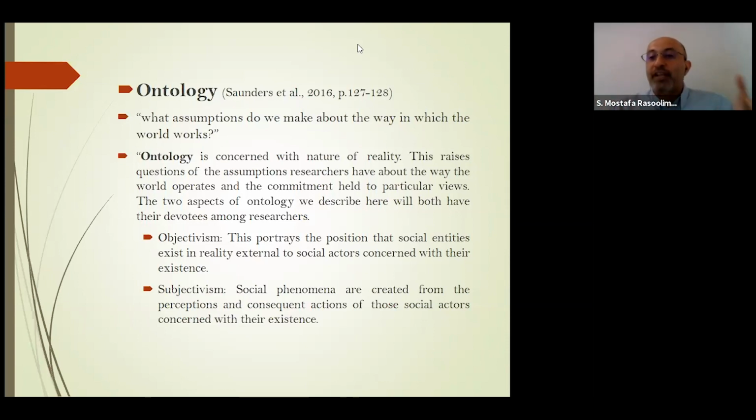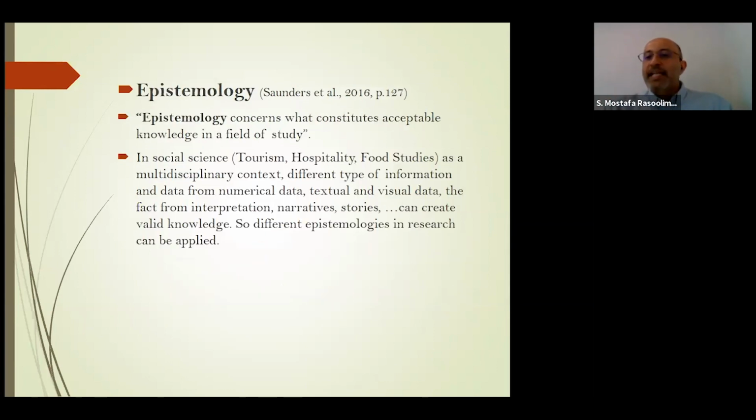What's the nature of reality? You can see our answer to this question is not related to our research. It comes from our understanding, our thinking, our mind, our worldview, right? The second question is about epistemology.